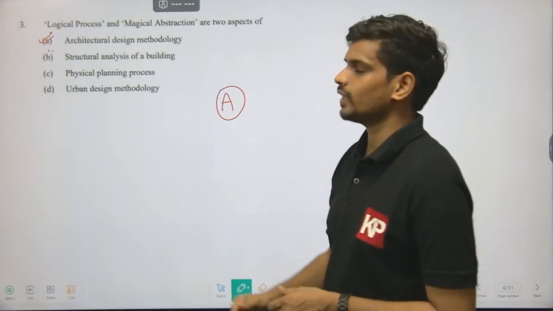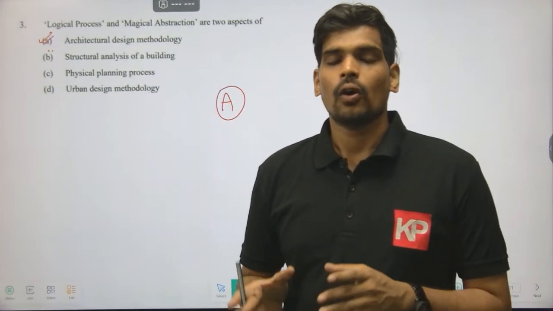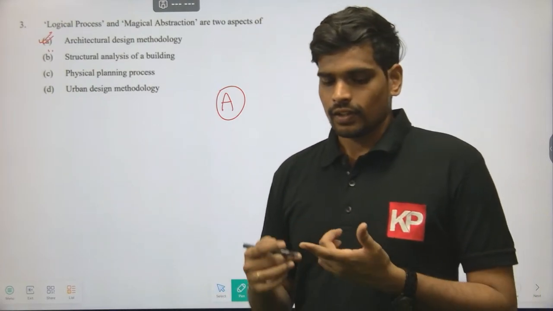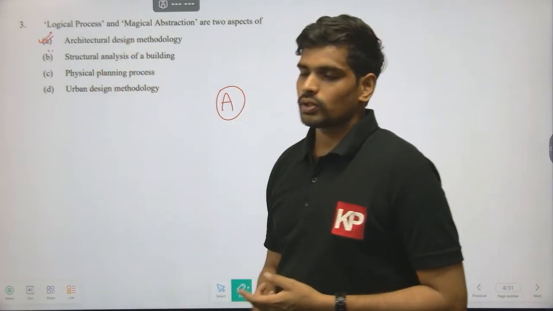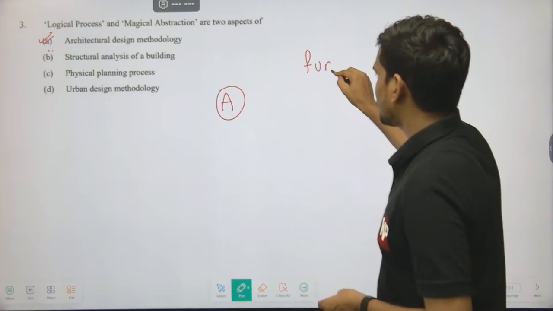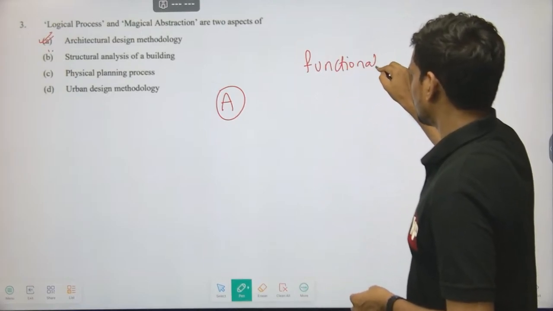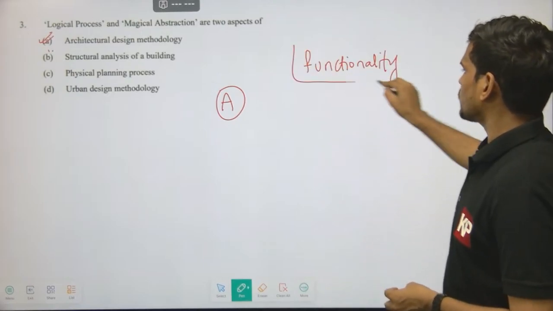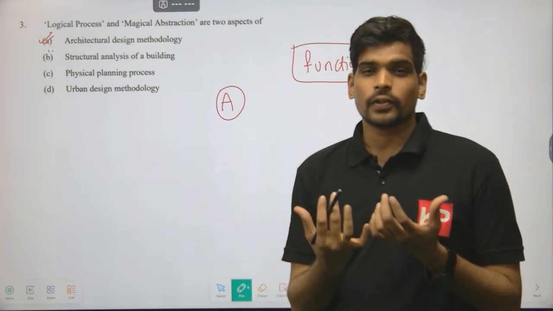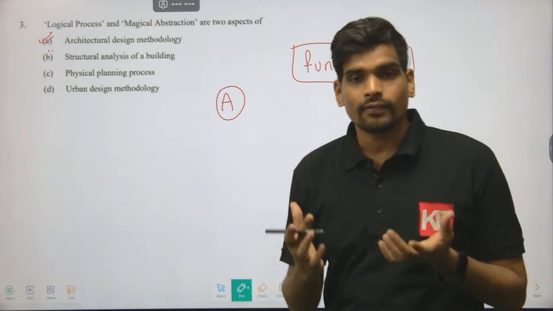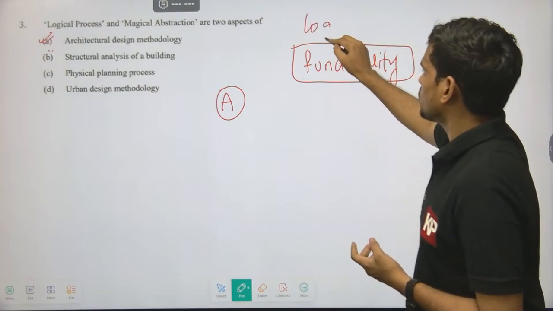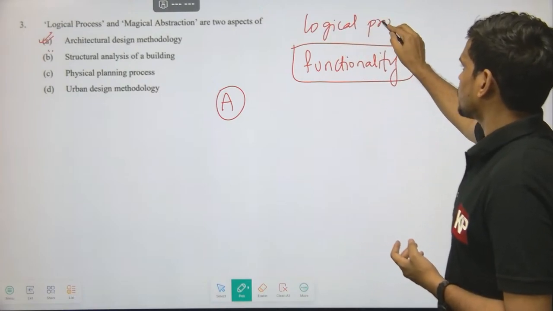Now, why is this the answer? Let us try to get a brief idea of the two types of architectural design. When you design buildings, number one could be a logical process. A logical process is that part of architectural design which focuses more on functionality. The design of the building, the exterior of the building envelope, the look and feel of it, everything relates to functionality in the logical approach, in the logical process.